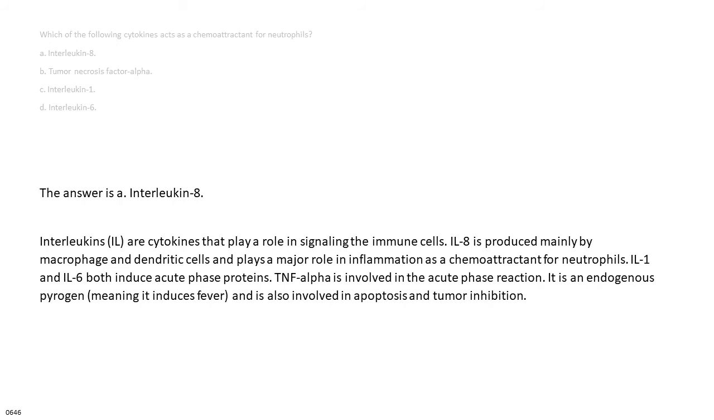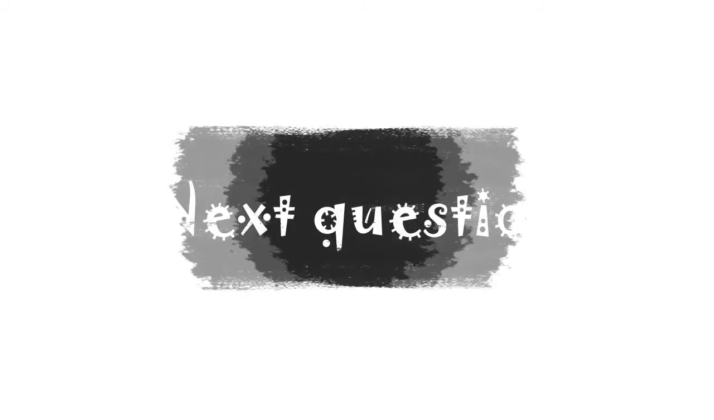Interleukins, IL, are cytokines that play a role in signaling the immune cells. IL-8 is produced mainly by macrophages and dendritic cells and plays a major role in inflammation as a chemoattractant for neutrophils. IL-1 and IL-6 both induce acute phase proteins. TNF-alpha is involved in the acute phase reaction. It is an endogenous pyrogen, meaning it induces fever, and is also involved in apoptosis and tumor inhibition.